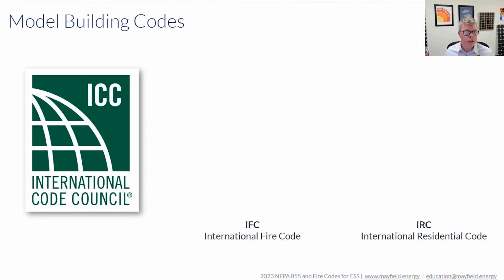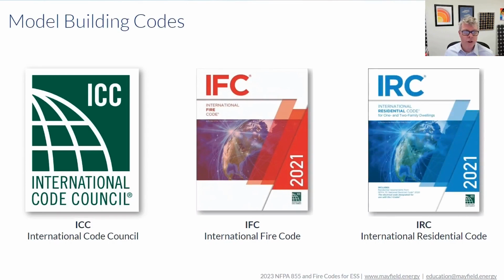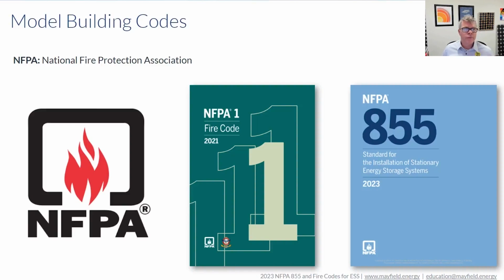The model building codes that we're going to build off of are from the International Code Council. It's the International Fire Code and International Residential Code. And then the NFPA documents that we're looking at that I've been referencing here are NFPA 1 and then 855.